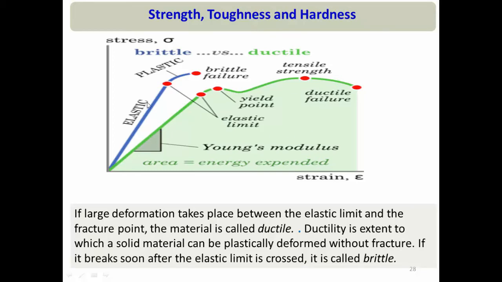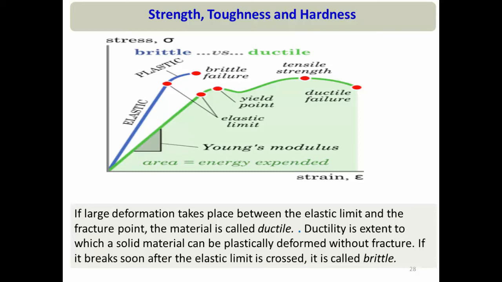Now if I increase stress beyond the yield stress, and the body experiences just a little plasticity and fractures very soon, then that type of material is called a brittle material. So we have now introduced another important property, that is ductility and brittleness. So we now understand elasticity, plasticity, ductility, and brittleness.